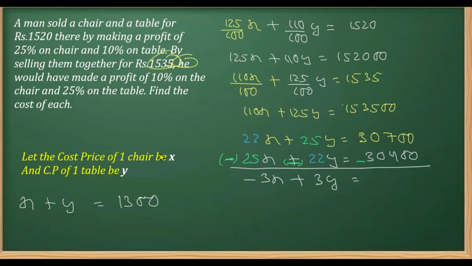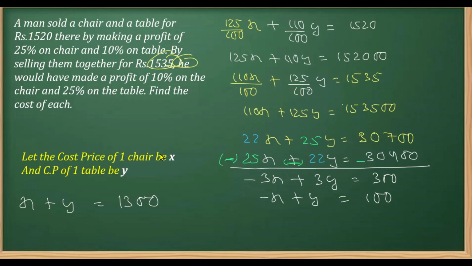And this will give you 300, positive 300. Here I am taking 3 common, so you'll get minus x plus y, and if I divide by 3, I'll get this as 100. Now check here, we got two simple linear equations, and it becomes very easy to solve these two.